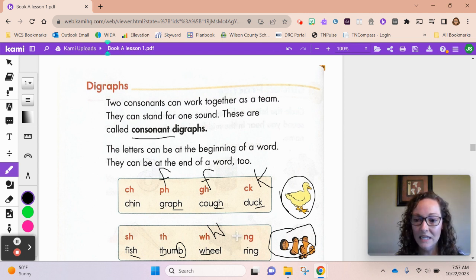The last one is NG. This sound is ng, ng. And our example right here is ring. So like this right here, my ring, or if somebody calls you and it rings, the telephone rings.